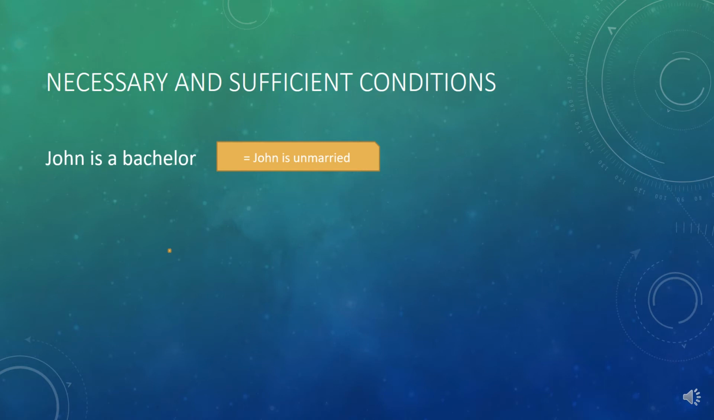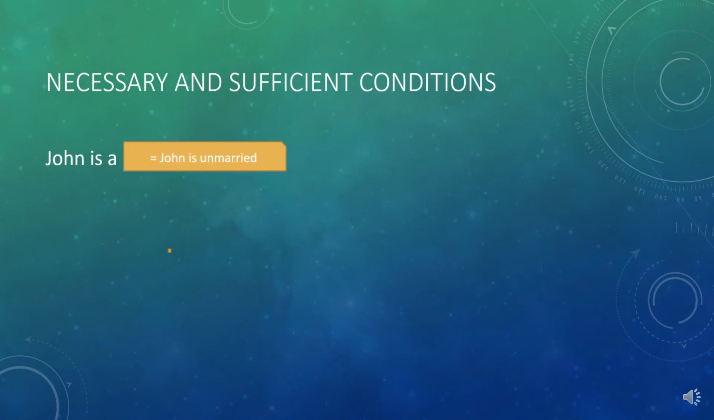What about John having brown hair? Is this a necessary requirement of John being a bachelor? No. John could have any colour hair or no hair at all and still be a bachelor. So this is not a necessary condition.